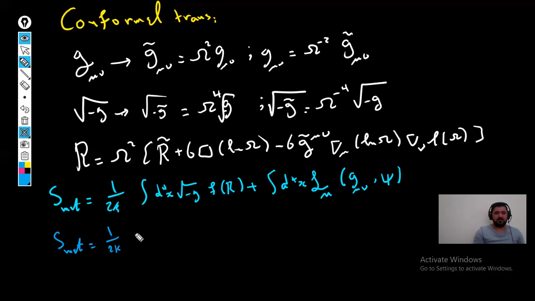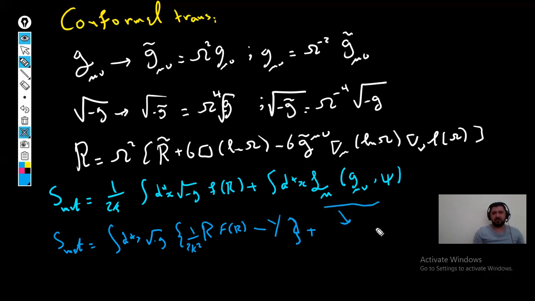And here we have that the integral of d4x, we have the square root of minus g, but now here we add R and subtract R, so we have here R f(R), and we have 1 over 2 kappa squared, minus Y, plus this part. What is this Y? Y is by definition 1 over 2 kappa, and here we have R f(R), that's the function which we added, minus f. Because here we have minus f(R).